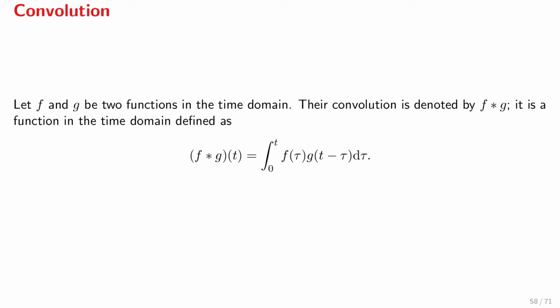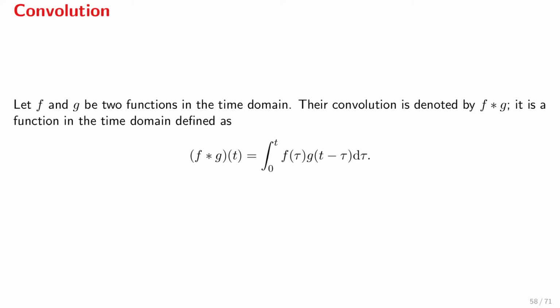By the way, this is exactly why you shouldn't use the asterisk to denote multiplication of anything. The asterisk is reserved to denote the convolution, otherwise there might be confusion. So the convolution is a function f asterisk g, which is defined by this integral. It is another time domain function, so it is a function of t. It is defined by the integral of the first function times the second function evaluated at t minus tau. The integration is with respect to tau, and it is from 0 to t.